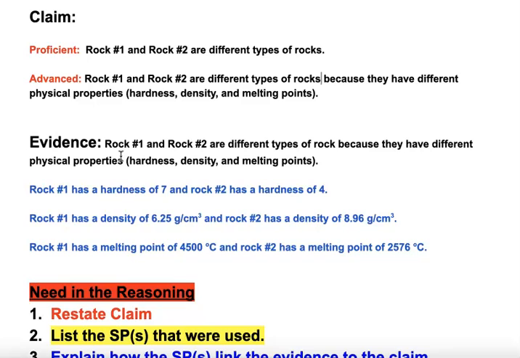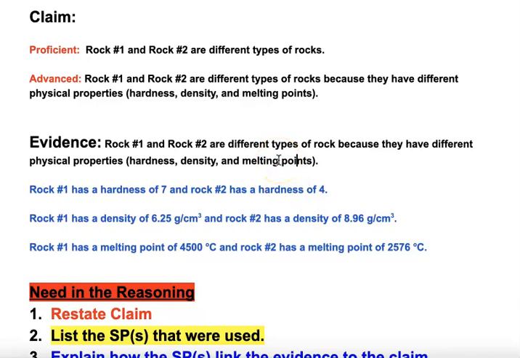Now, what's my evidence? Well, do I have to have this part right here? Rock 1 and rock 2 are different types of rocks because they have different physical properties such as hardness, density, melting points. You don't need to have this. All you need to do is have this down here. And I put this here because this was my advanced claim.